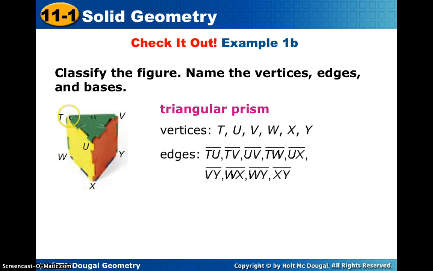And the edges, first naming the edges around the triangle on the top, we have TU, TV, VU, and then the edges going vertically up and down here, we have TW, UX, VY, and then along the bottom triangle we have WX, WY, and YX. Then the bases, there's 2 triangular bases, right? We have the triangle on the bottom and the triangle on the top. So triangle TUV and triangle WXY.